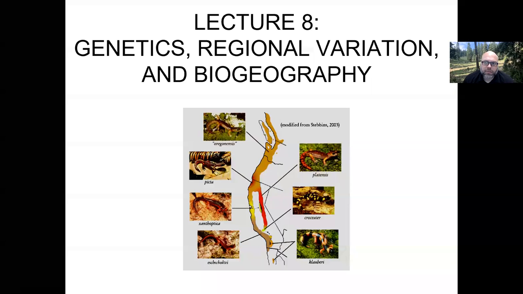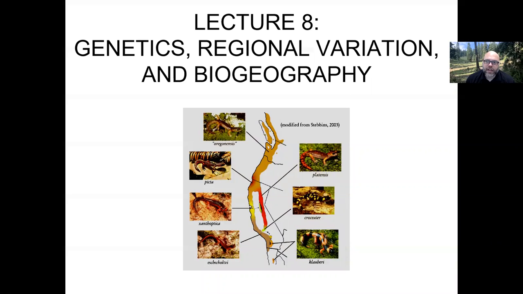Hello everyone, welcome to lecture 8 where we're going to be discussing genetics, regional variation, and biogeography. In lecture today, I'm going to challenge you to think about what you know about a species. What is a species? What is a subspecies? And then today I really want you to focus on understanding the 3 major factors that influence the geographic distribution of both amphibians and reptiles.